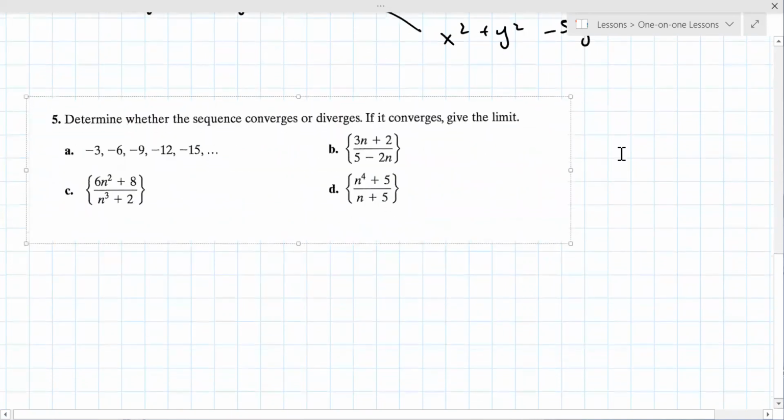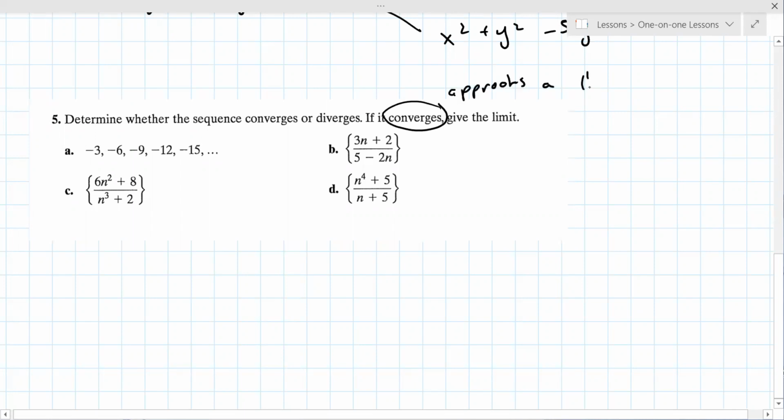Okay. Determine whether the sequence converges or diverges. If it converges, and some of these do, give the limit. Converges means that it approaches a value. Approaches a number, actually, we'll say it that way. Okay, so I wouldn't have started with any of these, but let's look at A.